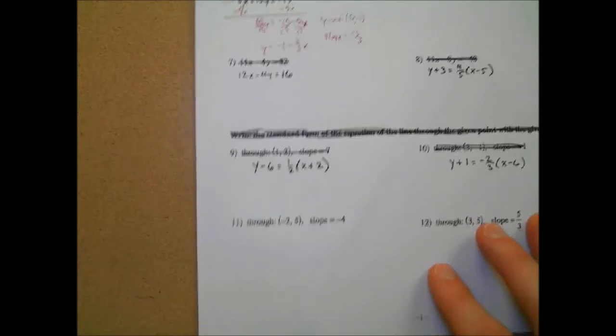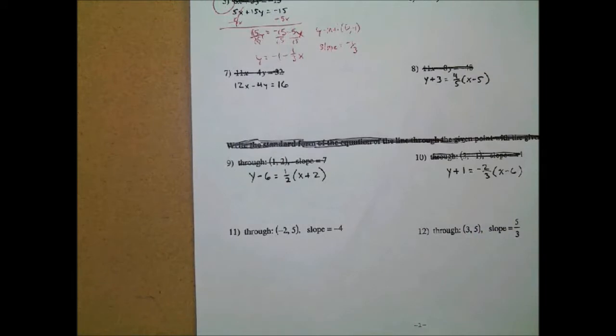Okay, number 9. Is this in slope-intercept form? No. Is this in standard form? No, because the x's and y's are on different sides of the equal sign, but it's still not in slope-intercept form here. Okay, now, to get something in slope-intercept form, what do we need to do? We need to solve for what? Y. What's with the y here that we need to get rid of? The negative 6. How do you get rid of negative 6? Add it.